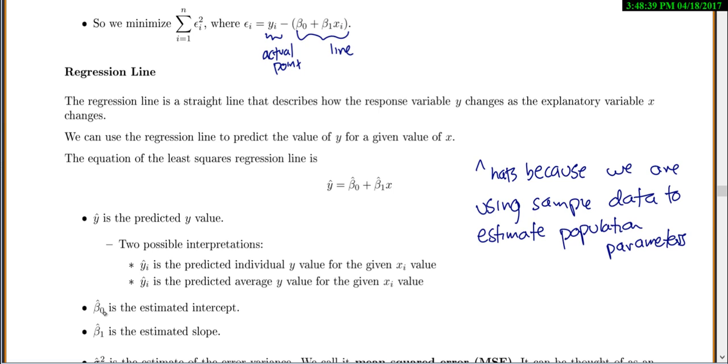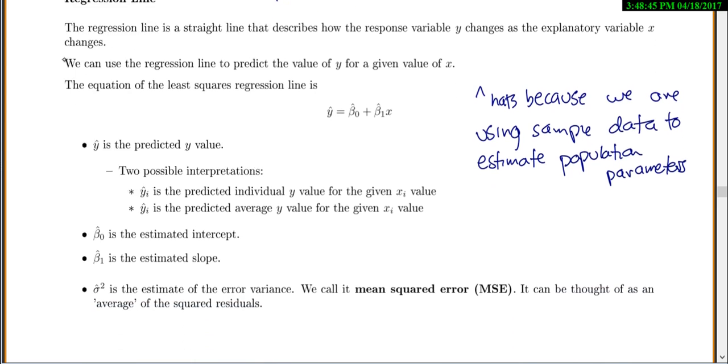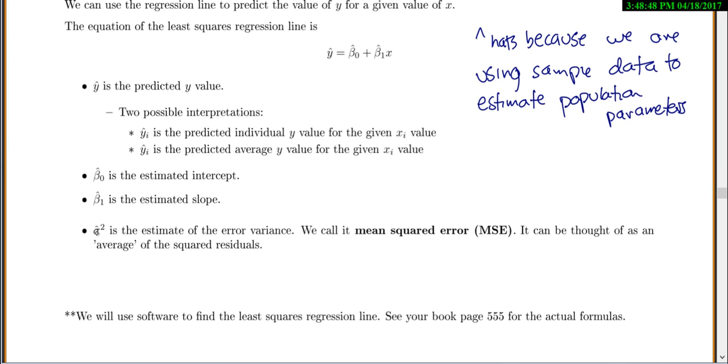Okay, beta naught hat is the estimated intercept. Beta little 1 with a hat is the estimated slope. And sigma squared hat is the estimate of our error variance. We'll call it mean squared error, or MSE. You can think of it as kind of like the average of all of your squared residuals.